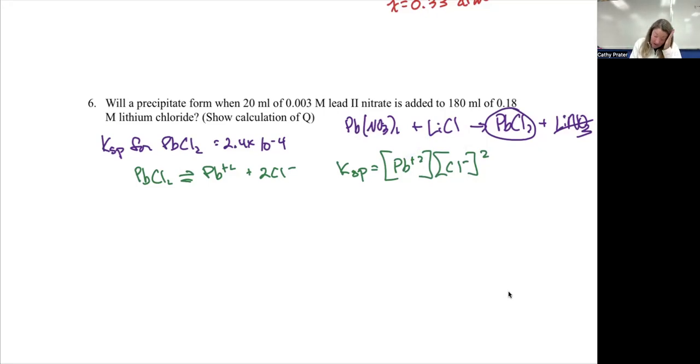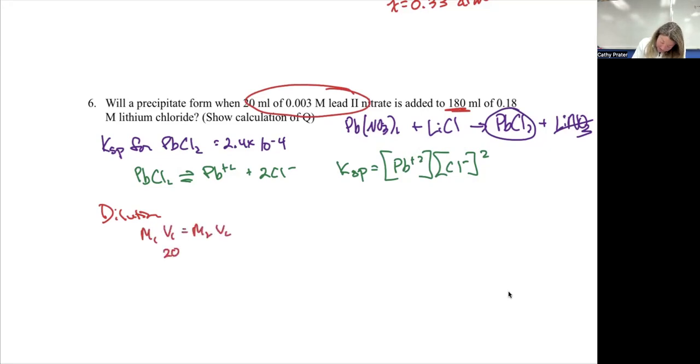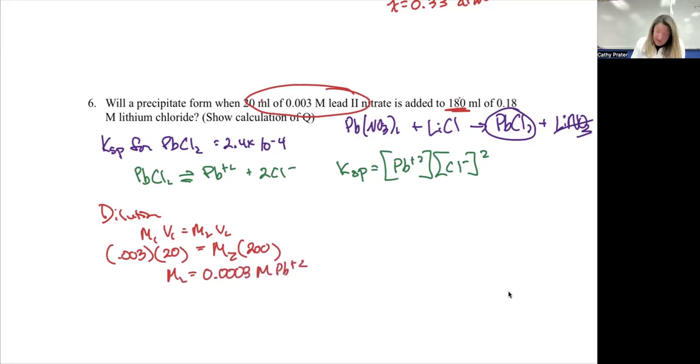to Ksp. Now, the issue with these problems is we have dilutions happening. So I have 20 milliliters of lead(II) added to 180 milliliters of this. That means it's going to end up diluted by the other substance. 20 milliliters of 0.003 molar. 180 plus 20 is 200 milliliters. So after the two are mixed, the concentration of lead ions is going to be 0.0003.